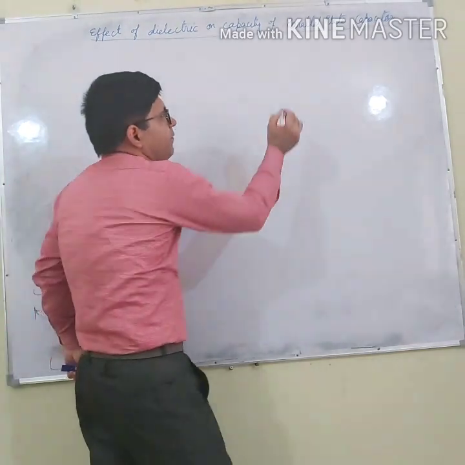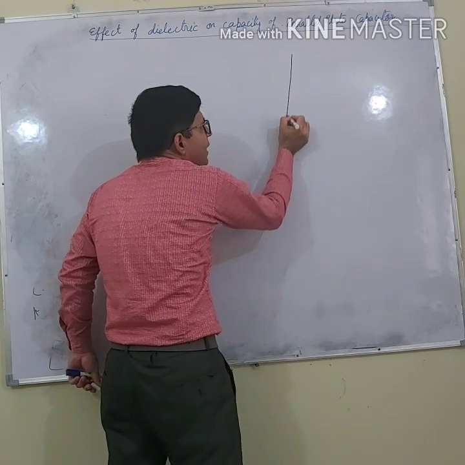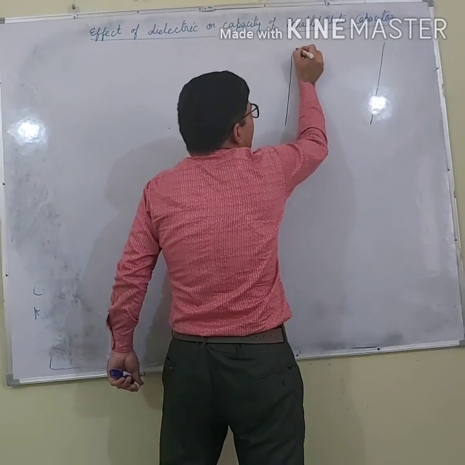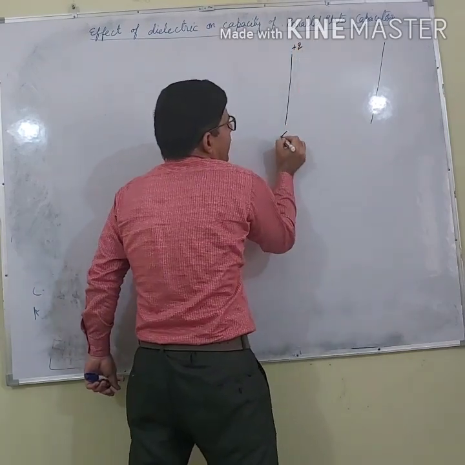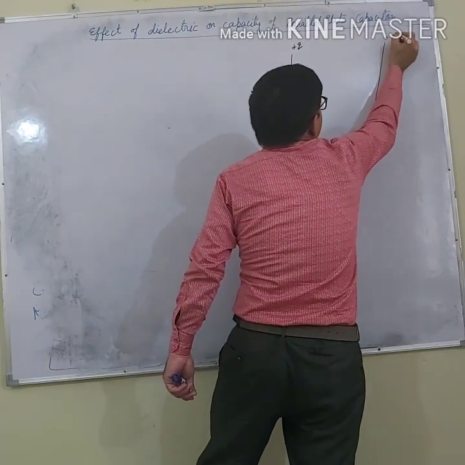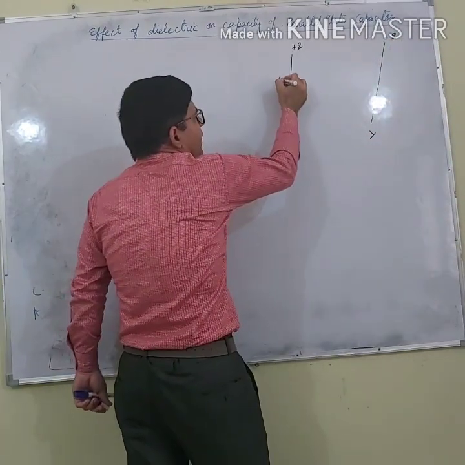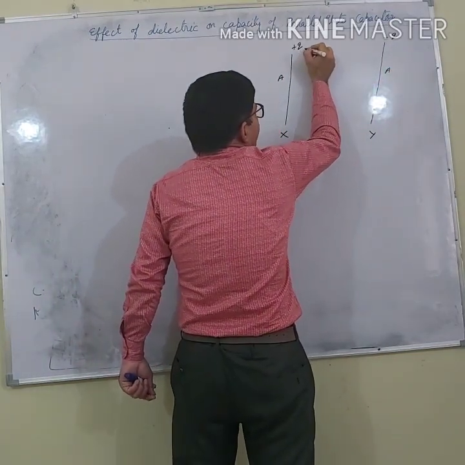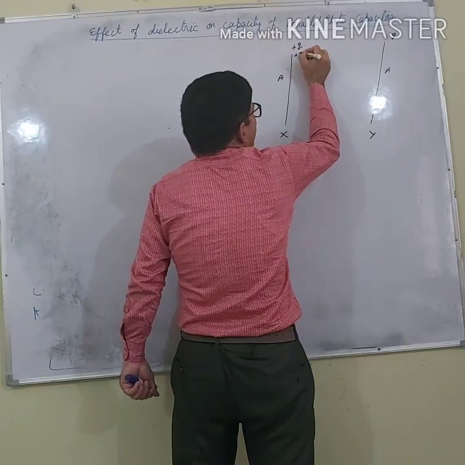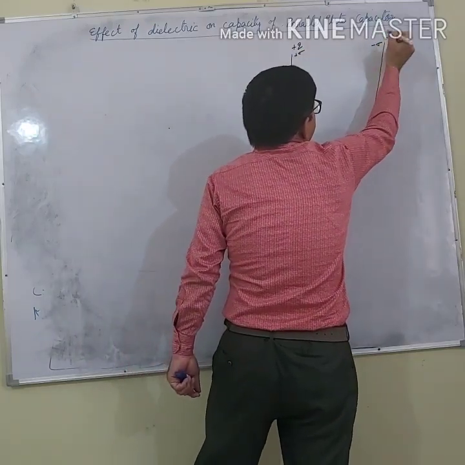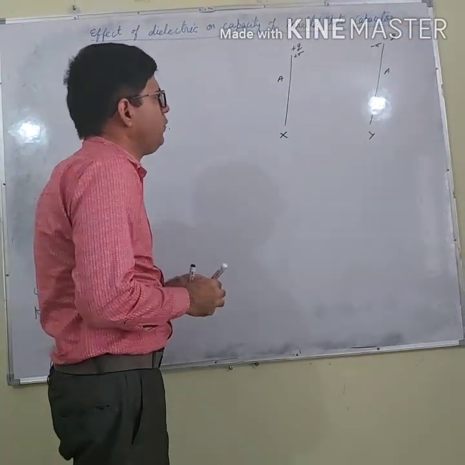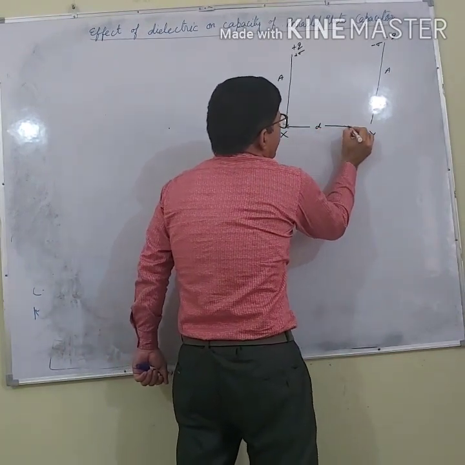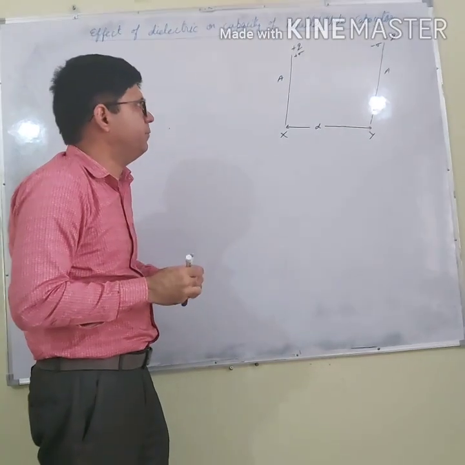So, let us say we are having a parallel plate capacitor. This is the parallel plate capacitor. Plus Q is the charge on plate X and minus Q is the charge on plate Y. If A is the area of cross section of each plate, then its surface charge density on this plate is plus sigma and on this plate is minus sigma. And let us say D is the separation between the plates.